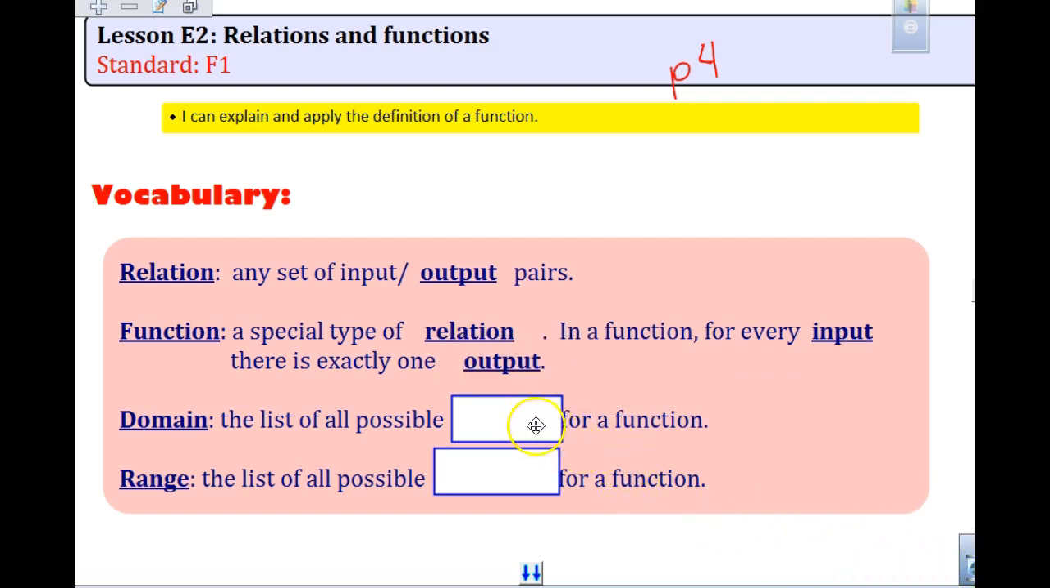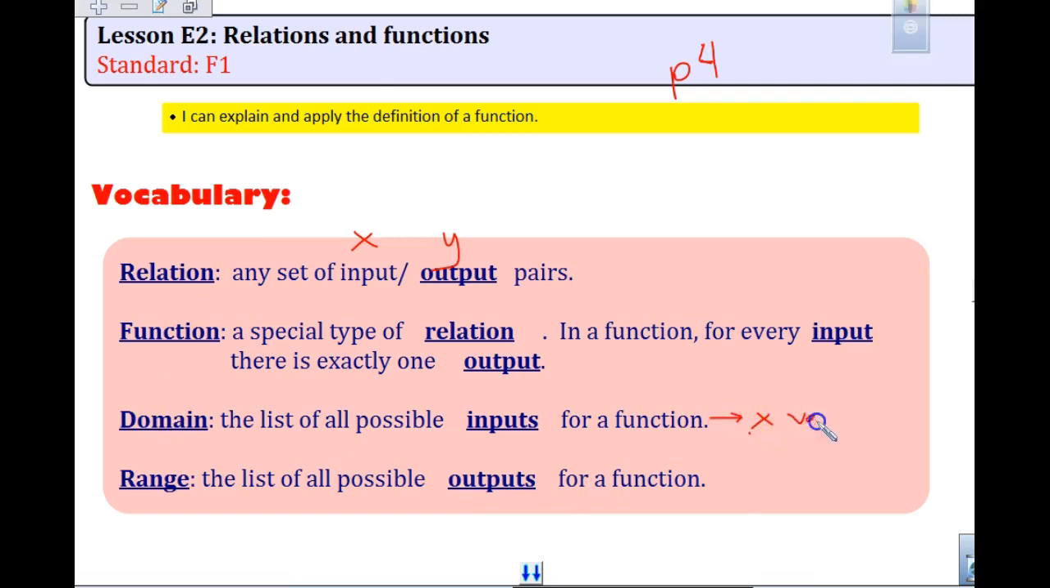When we talk about our domain, that's the list of all of our possible inputs, and our range, as we were filling in our notes yesterday, was our outputs. With that, I would like you to add that our inputs are our x and our outputs are our y. So the domain is oftentimes associated with our x values, and our range is going to be our y values that we have in our problem.